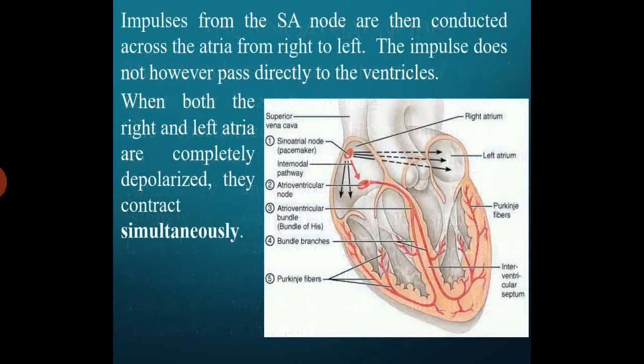The impulses that are formed by the SA node are then passed through the atria from right to left, but the impulses are never passed directly to the ventricles. When the right and left atria get completely depolarized, only then does the contraction take place.